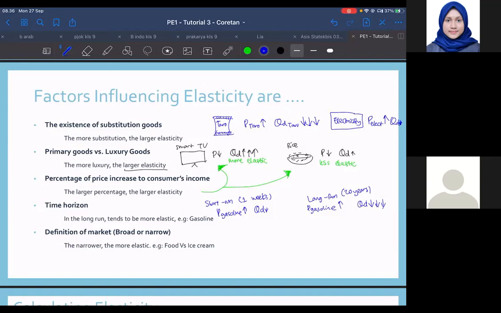Okay, and then last is the definition of the market, broad or narrow. The narrower, the more elastic. For example, if you compare the elasticity of food in general and the elasticity of ice cream. So of course, the elasticity of the ice cream will be more elastic than the elasticity of the food. That is the factors influencing elasticity.